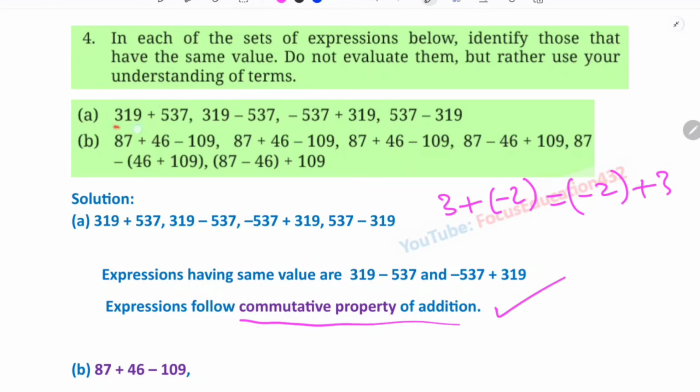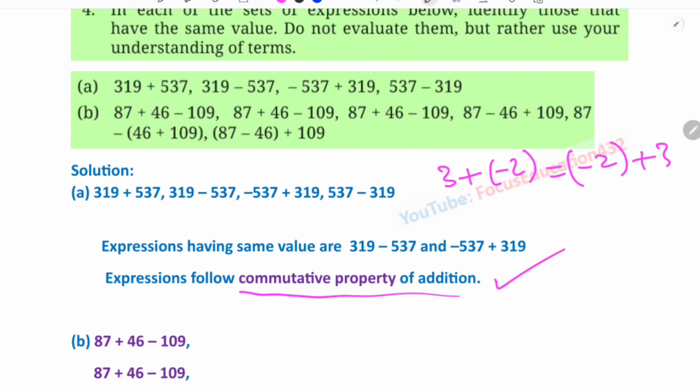Not all, because there is no similar 319 plus 5, both positive, there is no case here. Clear? Regarding this one, 319 is negative, but here 319 is positive, here 319 is positive. So only these two are same here.